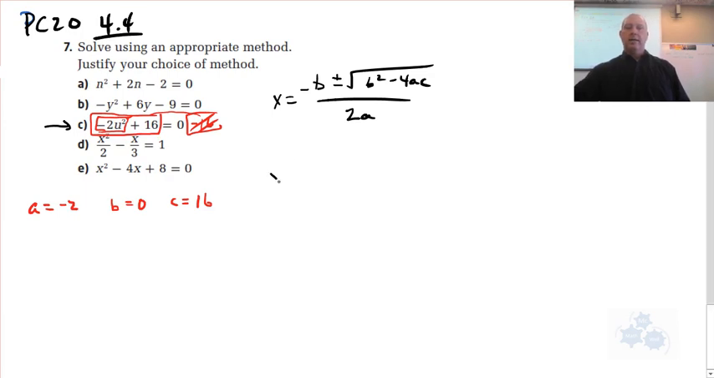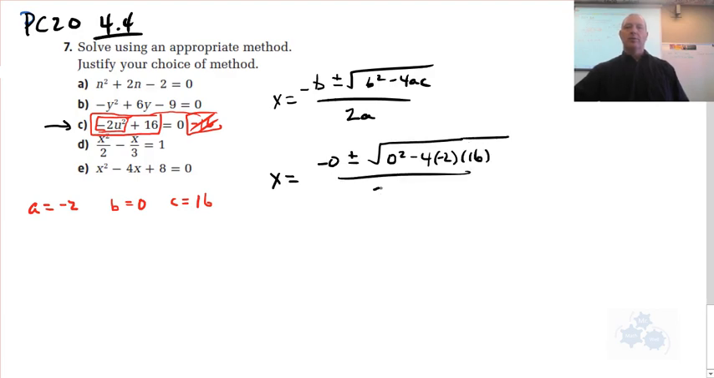So let's go back to black here. X equals negative 0 plus or minus the square root of 0 squared minus 4 times negative 2 times 16, all over 2 times negative 2. We don't even have to keep the 0 there, but what's underneath the root sign? That's going to be a negative and a negative, so positive 8 times 16. If you have to do 8 times 16, do it in your head. 8 times 10 is 80, 8 times 6 is 48, so this is going to be 128. Is that right? Yes. Okay. All over negative 4 on the bottom.